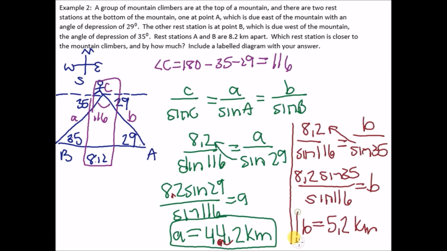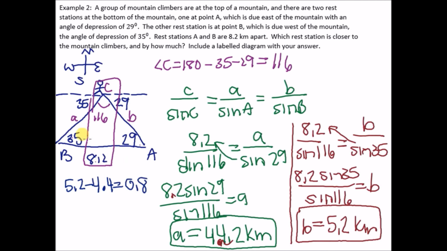Okay, so we have station B is 5.2. No, station A is 5.2 kilometers away. Station B is 4.42 kilometers away. So which one is closer? Well, it's easy to see that station A, which is side B, is farther. And if we do 5.2 minus 4.4, the difference is 0.8.